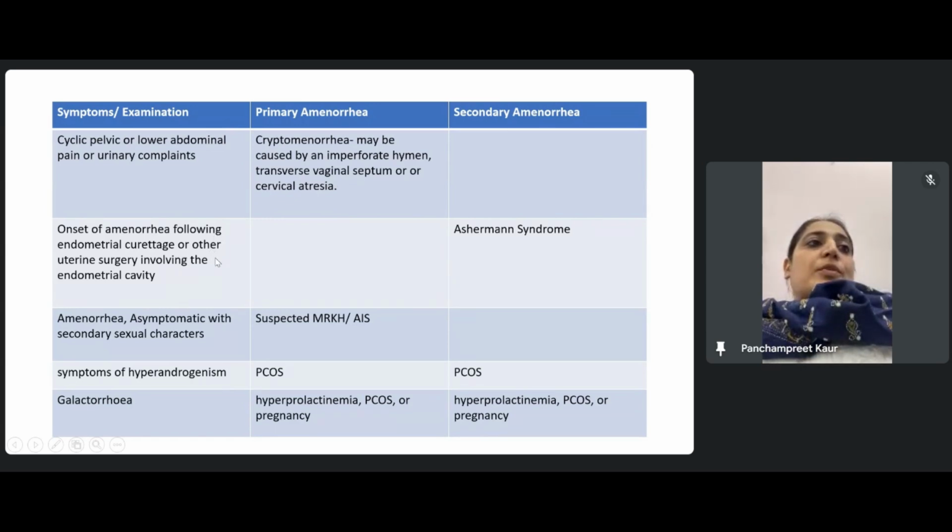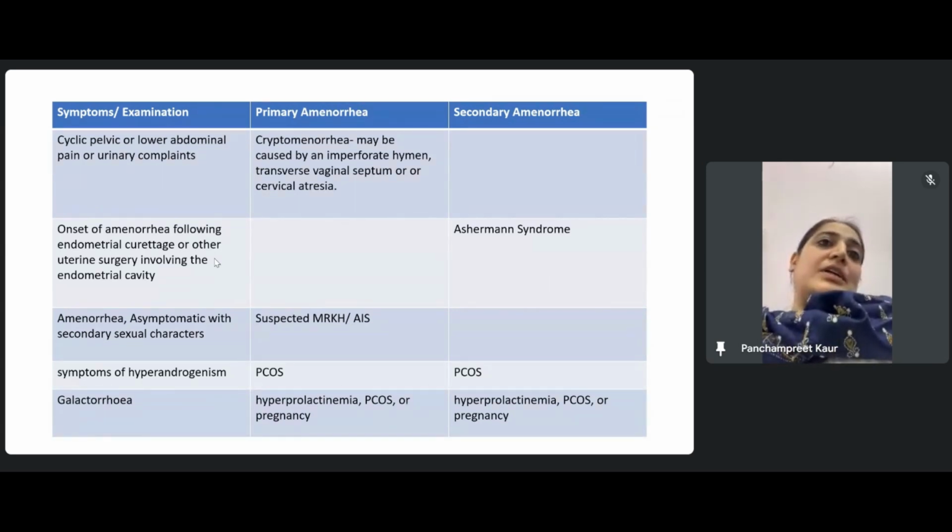If there is an onset of amenorrhea following a history of endometrial curettage or uterine surgery, it can be because of Asherman syndrome. I have seen girls or women coming to the OPD who have had all the tests done, but if we go into the detail of the history, there can be an underlying history of DNC in the past. So we have to look into the history in detail.